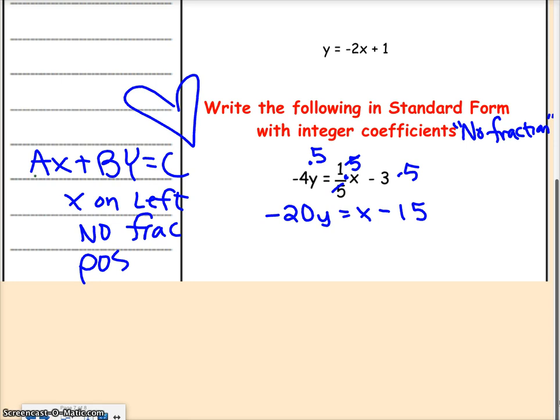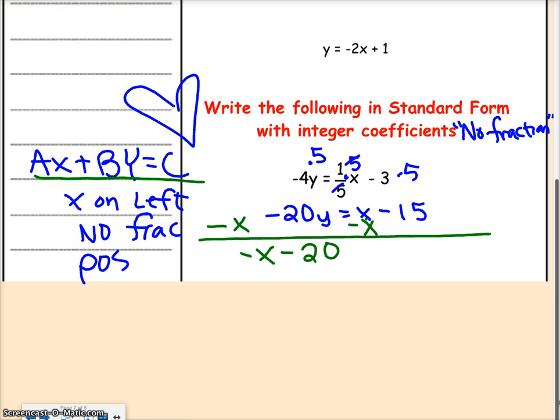X needs to be on the left by y. So I need to move this in front of y. That's what I need to do. So the opposite of a positive x is minusing x. So I need to subtract x. So now I have negative x minus 20y equals negative 15.